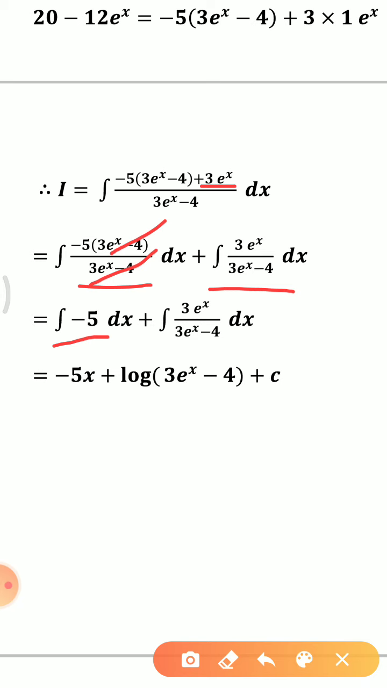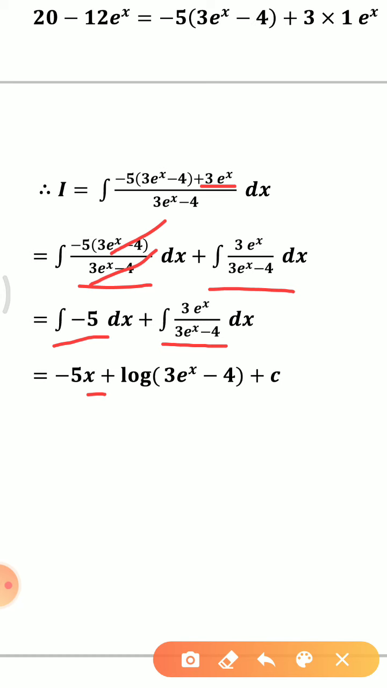Then find the integration of this. 5 is a constant, minus 5 is a constant, integration of dx is x, that is minus 5x plus the integration of the derivative of 3 e raised to x minus 4, which is 3 e raised to x.